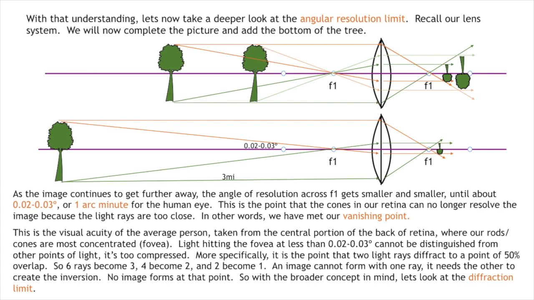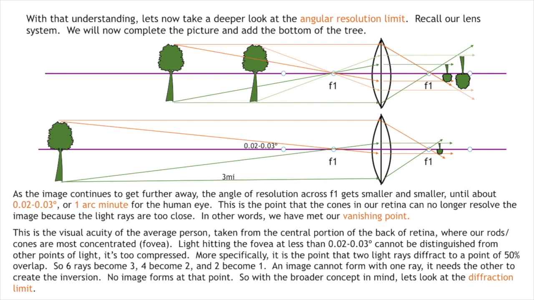Recall our lens system. We will now complete the picture and add in the bottom of the tree now. So we have our f1 and f1 prime up in front of and behind our lens. Our tree is moving away from us to the left in this diagram and getting smaller and smaller with distance as it is trying to create those crossing points behind the focal point and projecting them onto the retina.